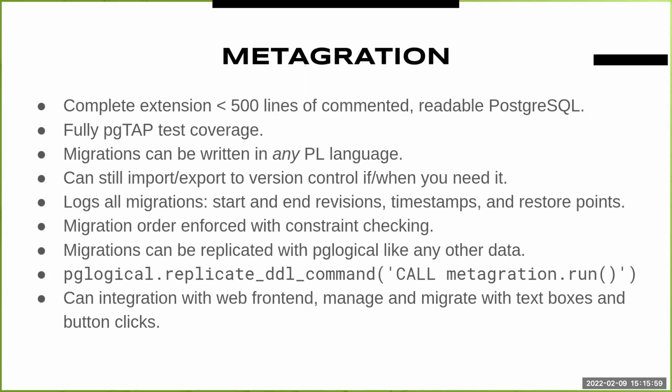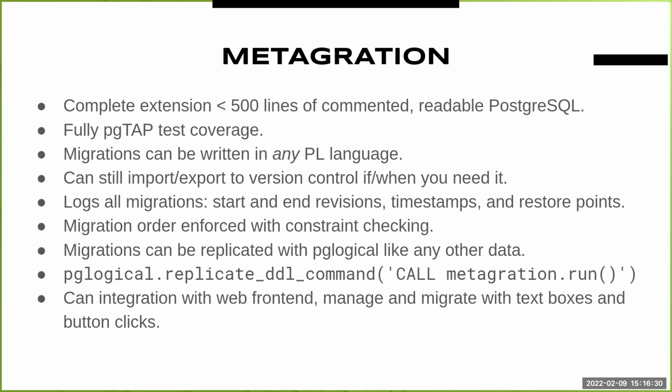And then that can be your starting baseline if you're doing development servers or forking off customer servers. All migrations get logged, including their start and end revisions, timestamps, and restore points. And it's not just a table with a single row telling you what the current version is, it gives you the entire migration history. And the migration order is enforced with constraint checking. So it uses the full power of SQL, you're not relying on accidentally alphabetically ordered file names to apply order.